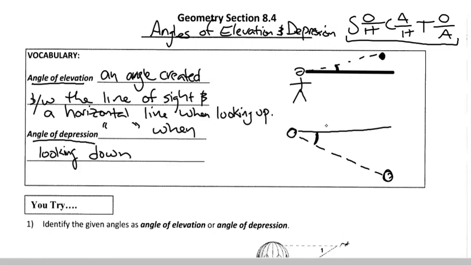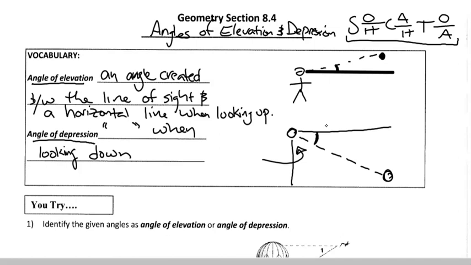Now, it's very, very tempting to think that this is the angle of depression, but that is not the angle of depression because it does not say the angle between the line of sight and a vertical line. It says the angle between the line of sight and a horizontal line. I'm telling you, this is the one thing that you are going to possibly mess up on when you're doing these problems. Be very, very careful.